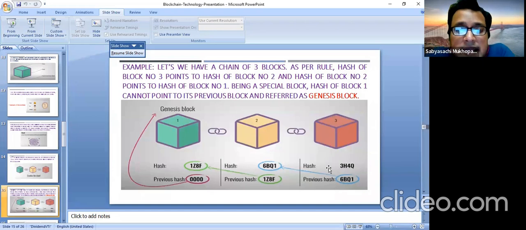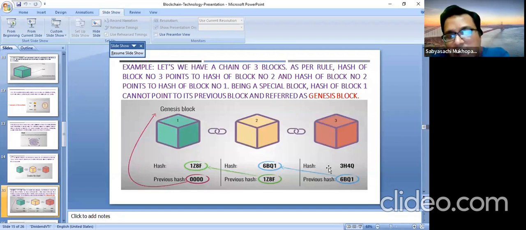So in this way, all of these blocks are connected. Block number three points to the hash of block number two, and block number two is pointing towards the hash of block number one. In this way, the current hash and the previous hash information are attached to each other, forming a chain of blocks. That's the reason we name it a blockchain. But remember, this first block will not have any previous hash information. That's the reason we represent it as zero.